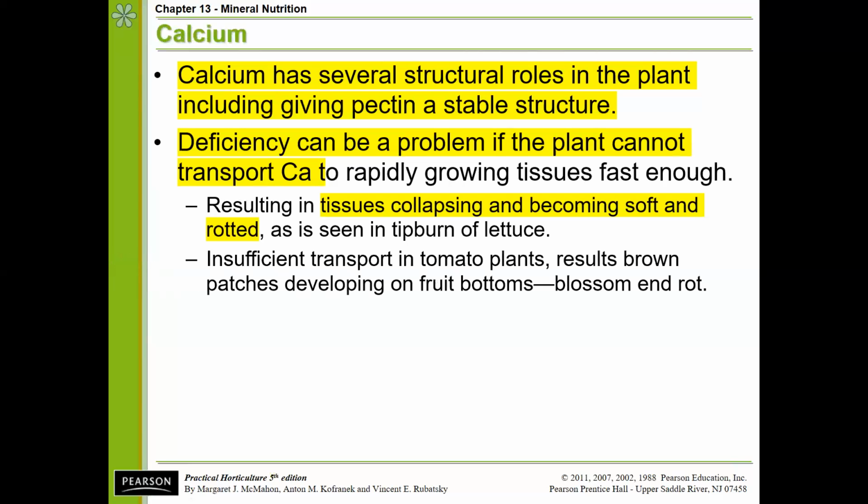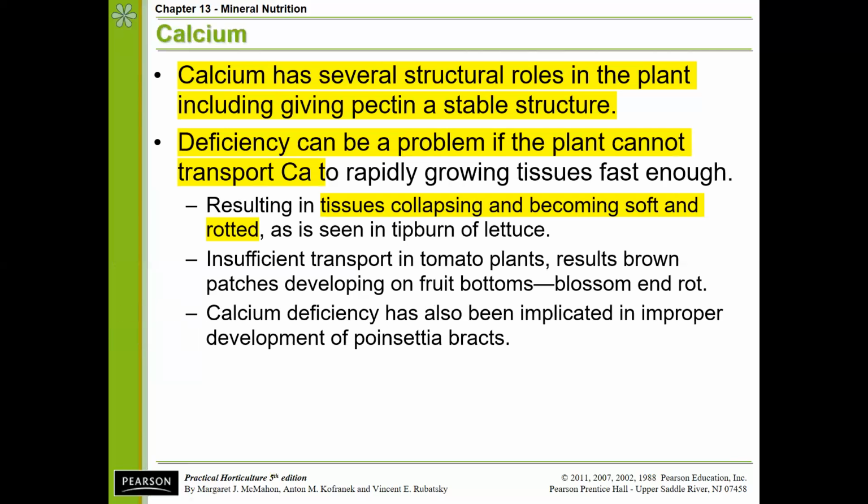You can see blossom end rot. Again, it's on the flowering end of the fruit. Fruits, of course, are rapidly growing and developing tissues. And if they cannot get the calcium quick enough, then it will look like it's rotting. And it does look like blight. It's often confused with it. But just know that blossom end rot is a physiological condition and not a disease. They've also looked at it in an improper development of poinsettia bracts.